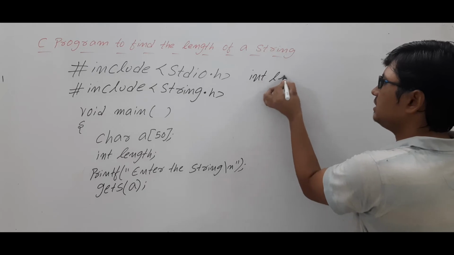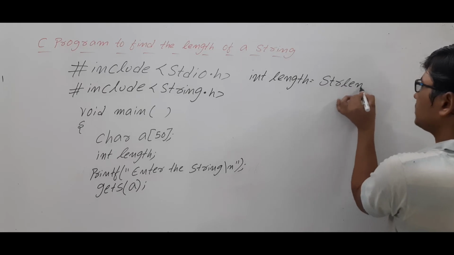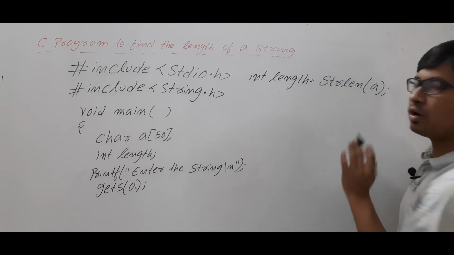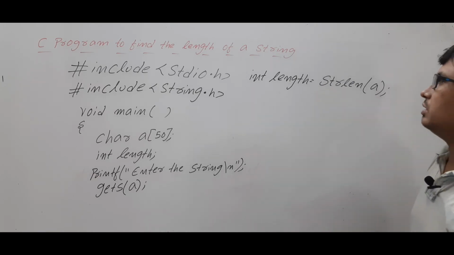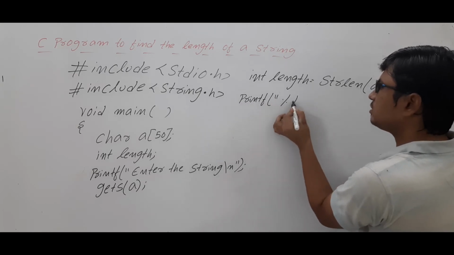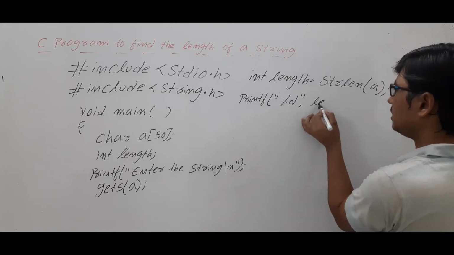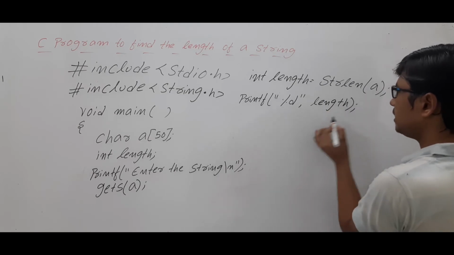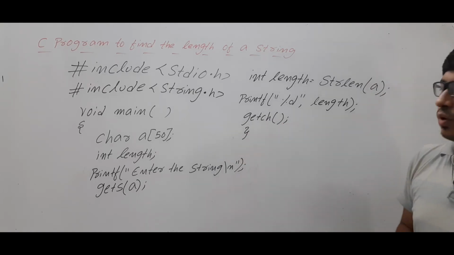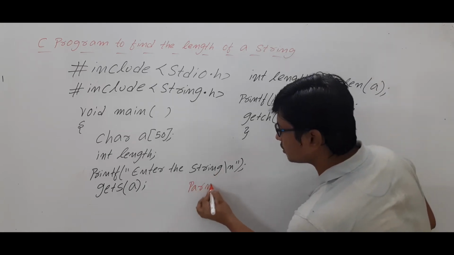So I will write int length is equal to strlen of A, where A is the name of the array. See, this is not a capital letter, it is a small letter; everything is small. Now you want to display that as an output. So you can write printf the length of the string in the array A, or simply you can write %d length, and then you can write getch and close the main function. Whatever string the user has entered, let's take that the user has entered a string called Parnika tutorials.